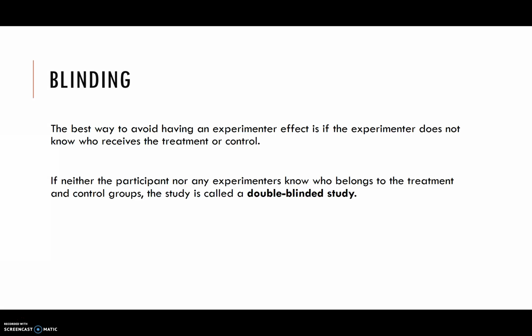So the best way to avoid having an experimenter effect is if the experimenter does not know who receives the treatment or control. This is known as a double-blind study if neither the participant nor the experimenters know who belongs to the treatment and control groups.